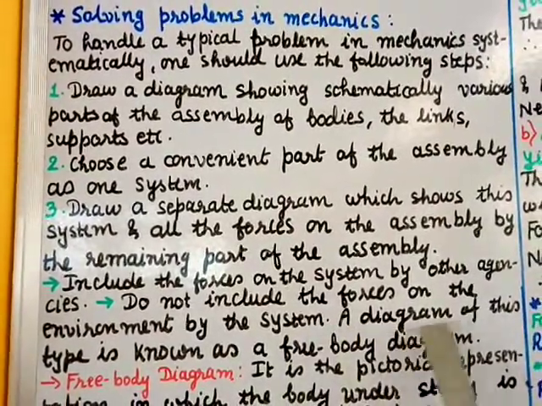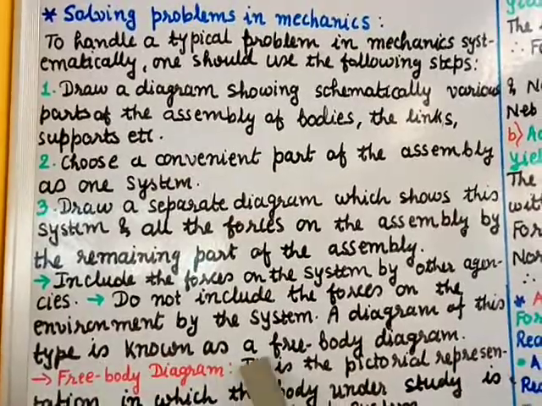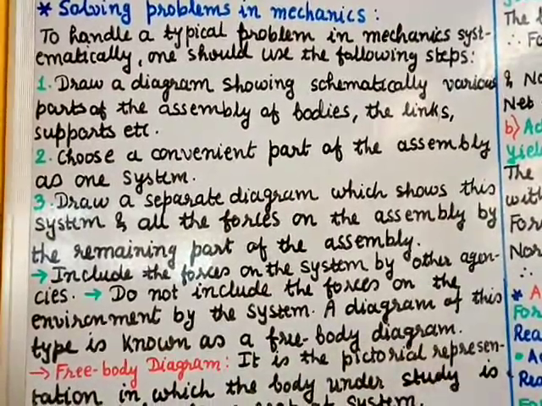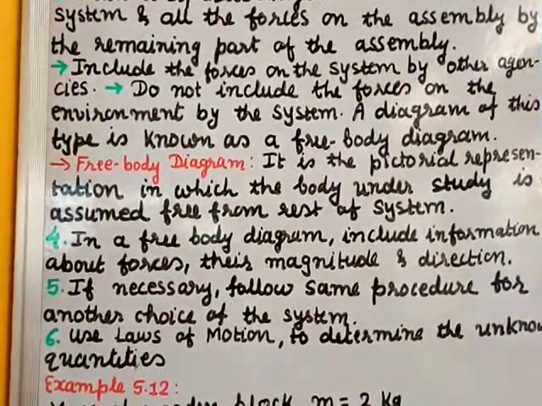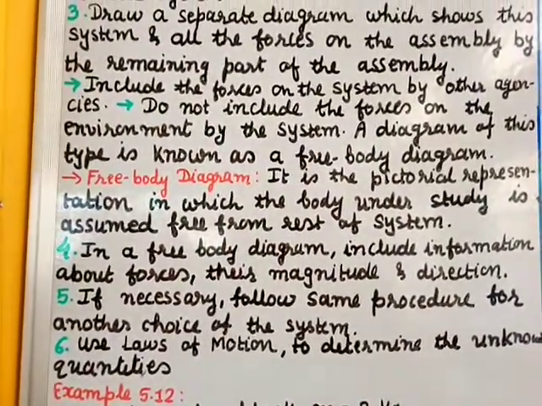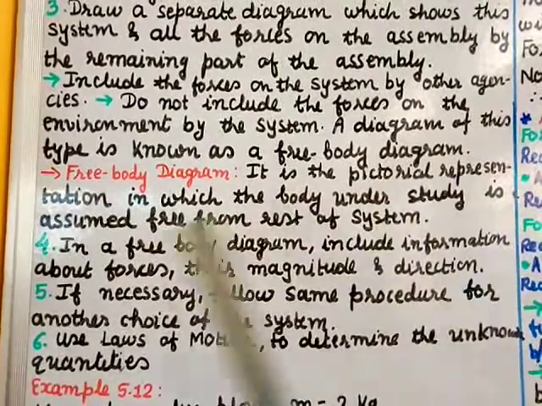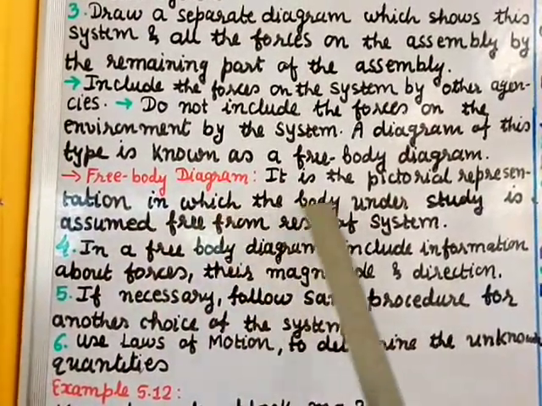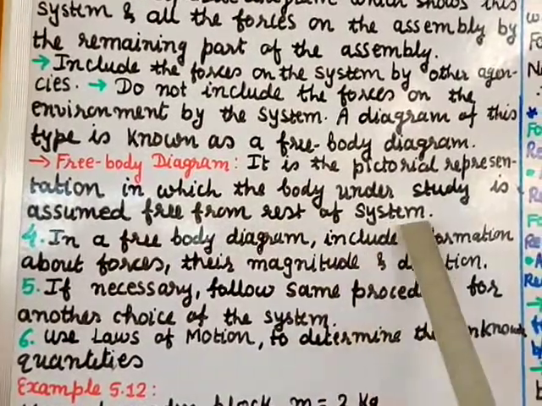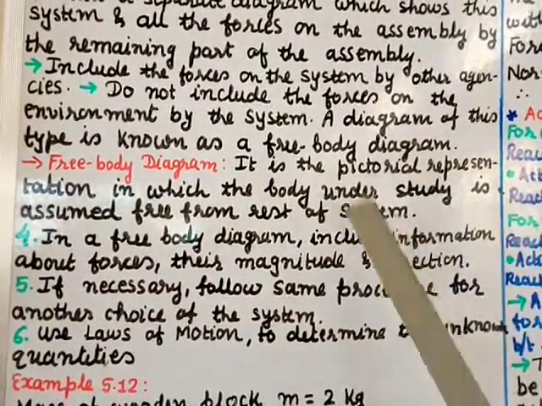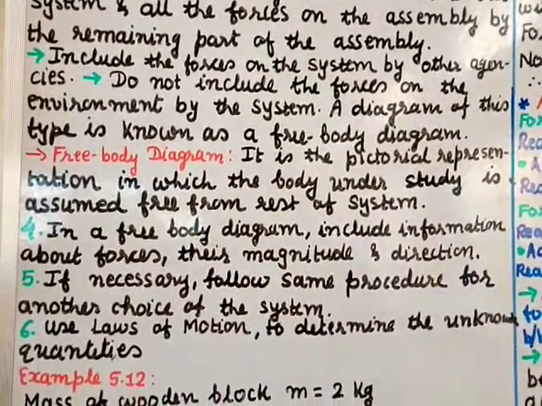A diagram of this type is known as a free body diagram. We can also define a free body diagram in another way: it is a pictorial representation in which the body under study is assumed free from the rest of the system. Same thing, just written in slightly different words.